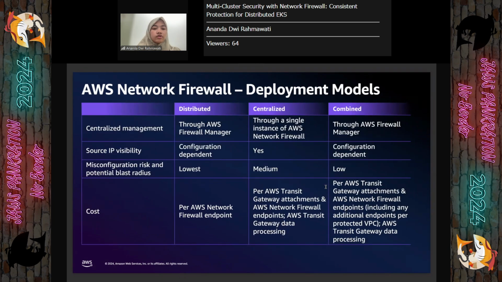Yeah, this one is for centralized management through AWS Firewall Manager, centralized through a single instance of AWS Network Firewall. And then for source IP visibility, distributed is configuration dependent, centralized yes, combined component configuration dependent. Misconfiguration risk and potential blast radius: lowest, medium, and low. So here are the costs for the three deployment models.